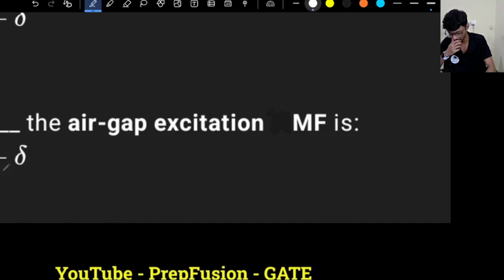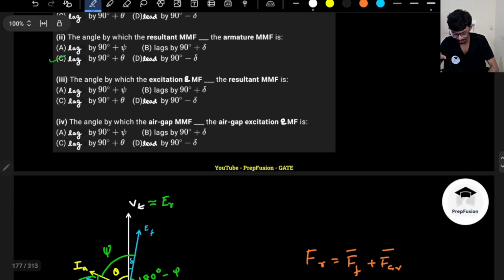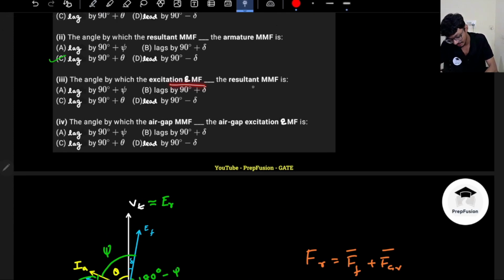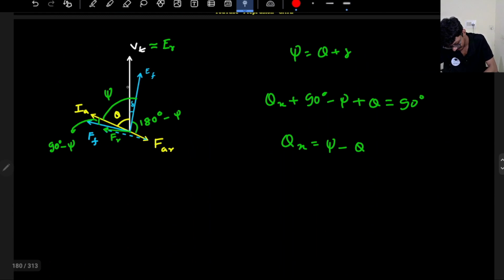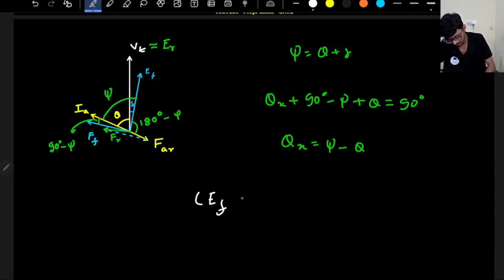Anyways, you are solving more questions, that's good for you. Don't take it as a bad point, take it as a good point. So the angle between the excitation EMF and the resultant MMF. Excitation EMF is here, this is my Ef, and the resultant MMF is here. So this much is 90 and this much is delta, so it will be basically 90 plus delta. So the angle between Ef and Fr will be 90 plus delta.